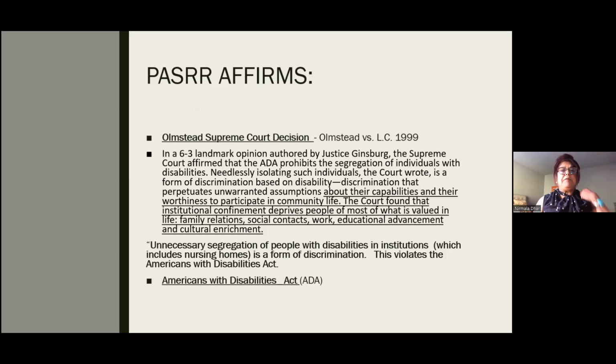Needlessly isolating such individuals, the court wrote, is a form of discrimination based on disability. Discrimination that perpetuates unwarranted assumptions about their capabilities and their worthiness to participate in community life. The court found that institutional confinement deprives people of most of what is valued in life: relationships, social contacts, education, work, cultural enrichment, because you're locked up in this kind of institution. So bottom line, unnecessary segregation of people with disabilities in institutions, which includes nursing homes, I've already told you that, is a form of discrimination, and this violates the Americans with Disabilities Act.